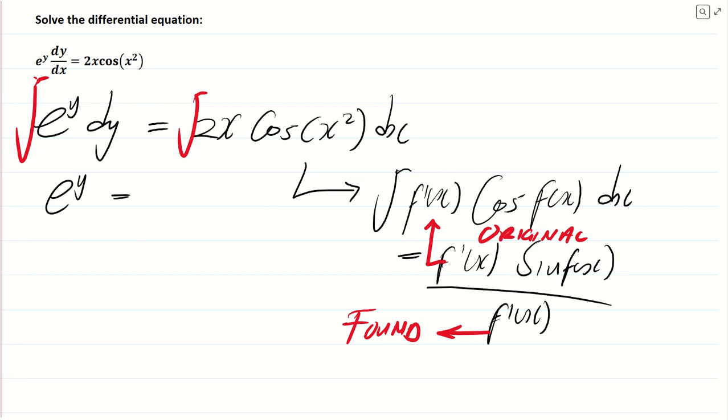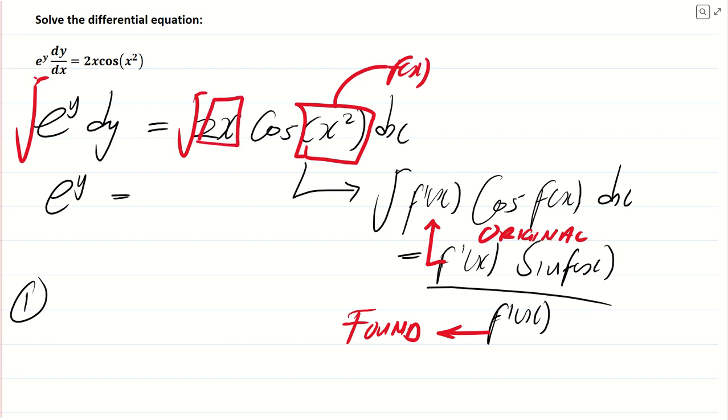So then now we have our formula. Step number one, we identify the f of x from the equation. So from the equation, you can see that this one represents our f of x. I'm looking at the formula. According to the formula, that's our f of x, and then that will be our f prime of x, that is original. It comes with the equation. That's why I name it original.